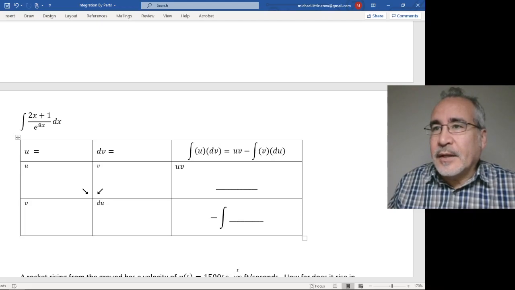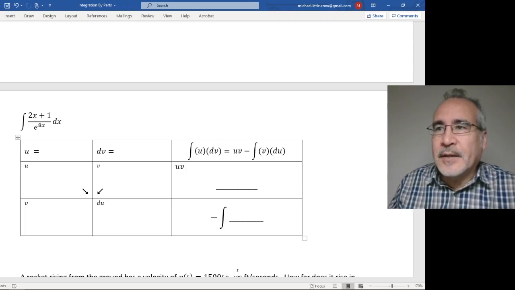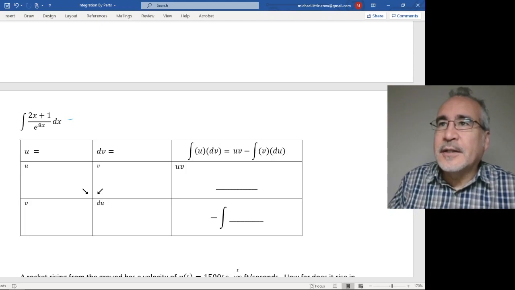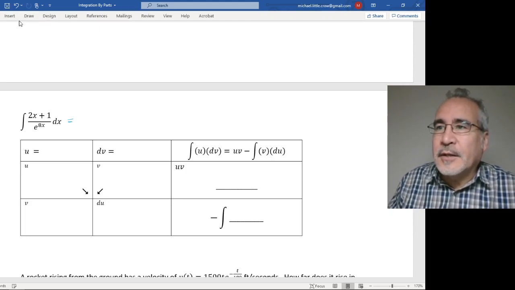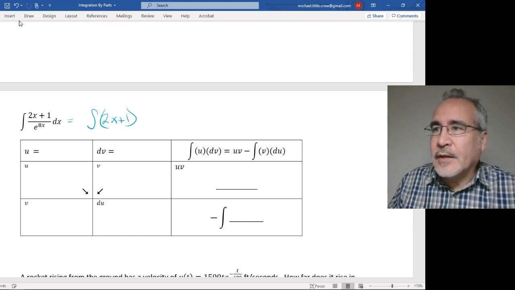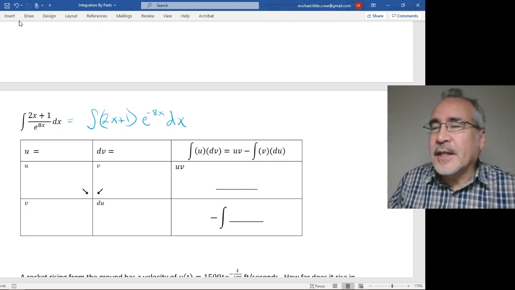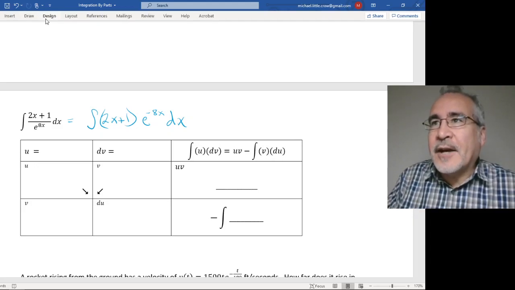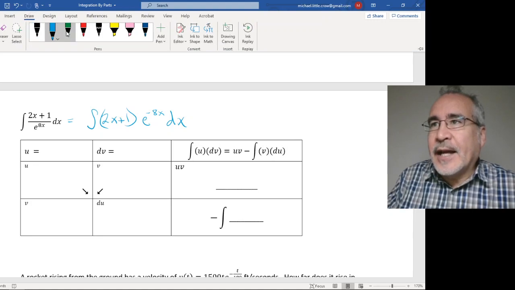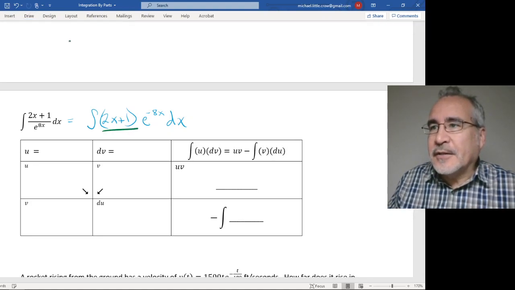Okay, so this one looks daunting. It's got a fraction, shoot. But remember, we can get this, just move it up. So the first step we're going to do here, I'll stay with blue, we're going to rewrite this: 2x plus 1 parentheses e to the minus 8x. This is just like one we did, right? Except it had a minus 5 here, something else there. But now it looks okay. Now it's doable. There's the u part.